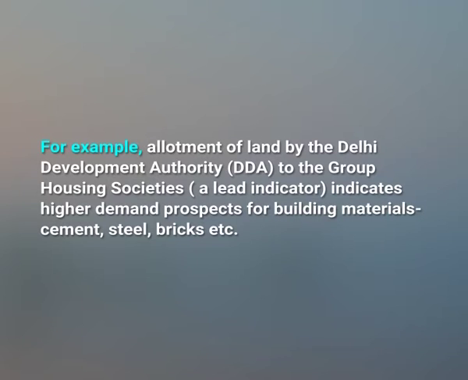Next, we will discuss the barometric techniques. Barometric technique of forecasting indicates the general trend in overall economic activities. This method can nevertheless be used to forecast demand prospects for a product, not the actual quantity expected to be demanded. For example, allotment of land by DDA to the group housing societies, which is a lead indicator, indicates higher demand prospects for building materials, cement, steel, bricks and so on.